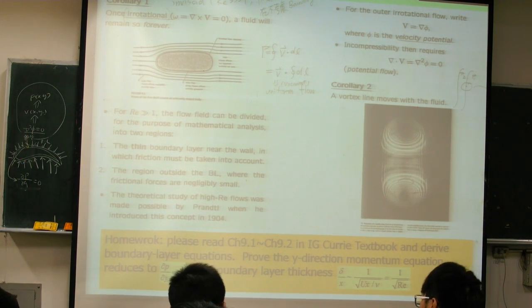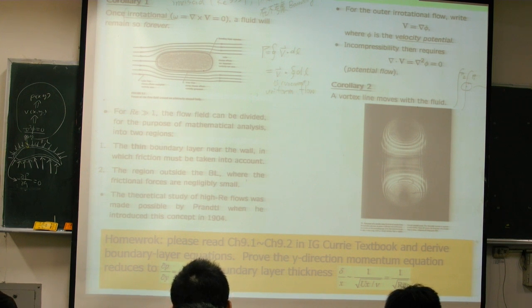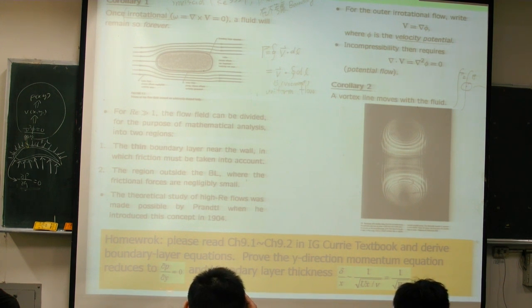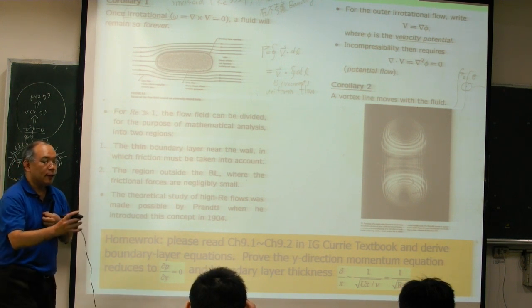And here I also ask you to do the boundary layer thickness. Boundary layer thickness should be scaled with this. So our y direction momentum should be reduced to this. And our boundary layer thickness, delta, divided by x should be proportional to 1 over the square root of Reynolds number.